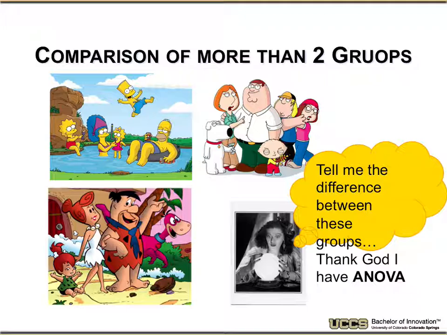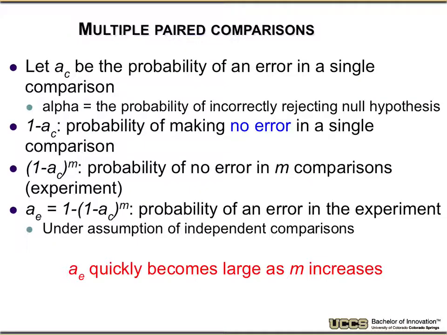In fact, I could do 1 versus 2, 1 versus 3, 1 versus 4, 2 versus 3, 2 versus 4, 3 versus 4, right? I can do all the pairwise comparisons. So the problem with that is the number of comparisons comes back to cause a problem in terms of the errors we have, right? Remember, the probability of an error in a single comparison, let's call that alpha, the probability of incorrectly rejecting the null hypothesis. That was our type 1 error.